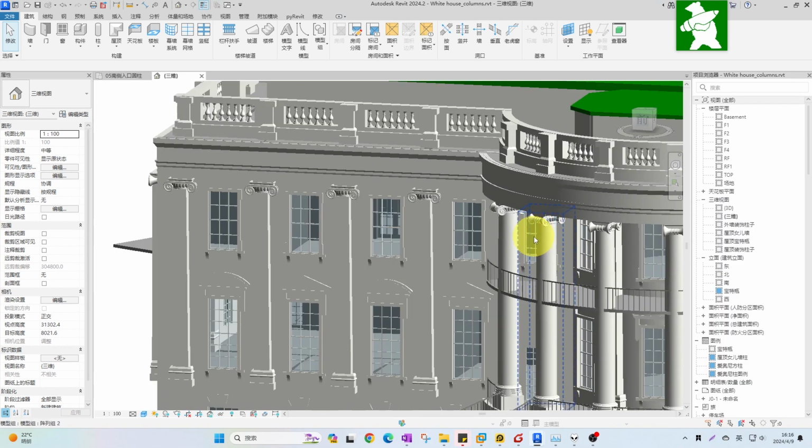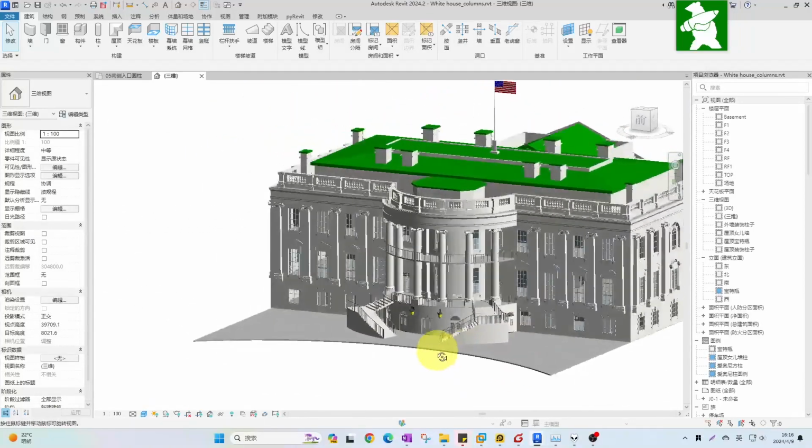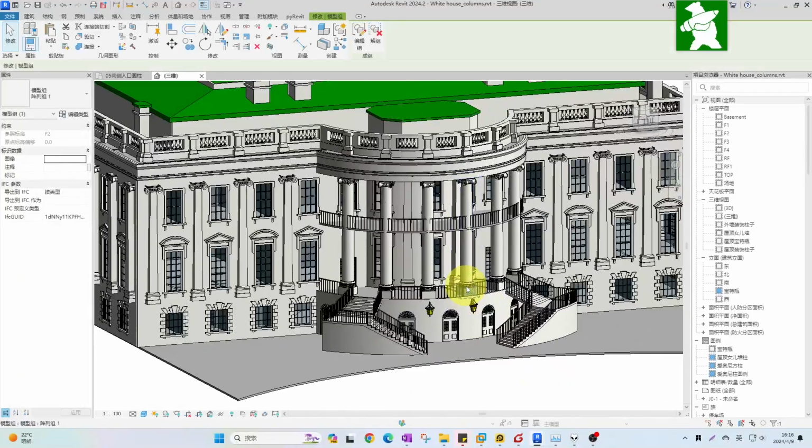Maybe the original design intention was not exactly the proportional relationship I found. Again, this is just a simple research. That's all for the video.